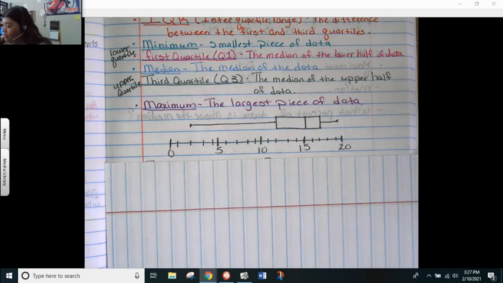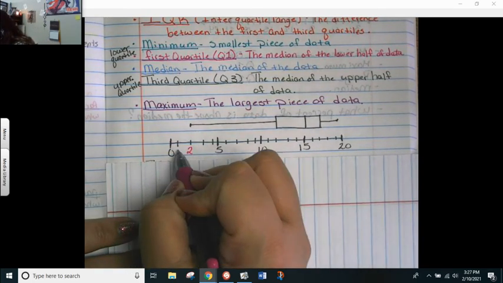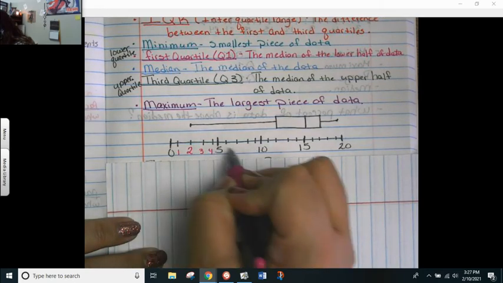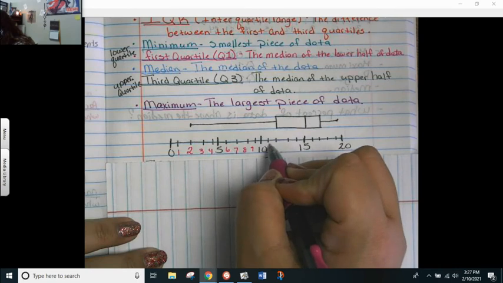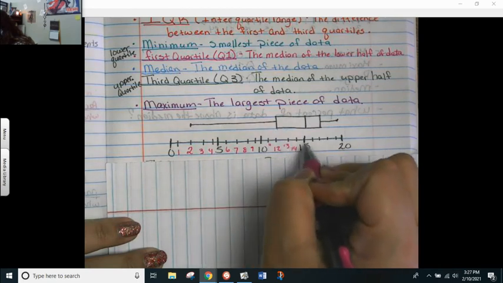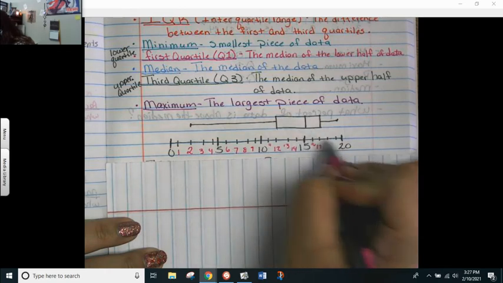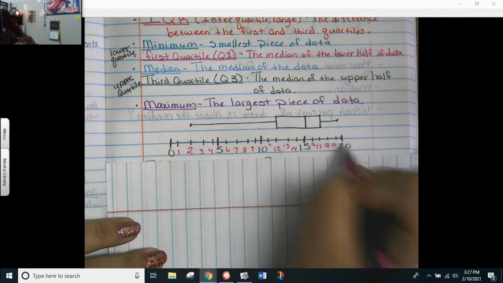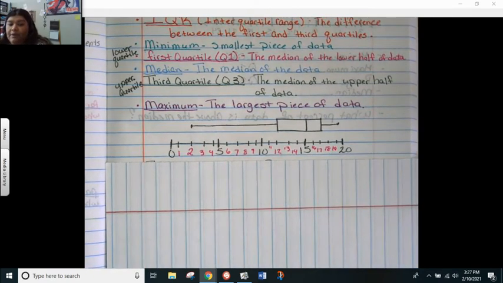Let me help you out as you're drawing. This dot is above the 2. So here's 1, 2, 3, 4, 5, 6, 7, 9, 10, 11. This line is on the 12. That one's on the 15. That's on the 17. And that's on the 20. Okay. So go ahead and press pause and then press play when you're ready.